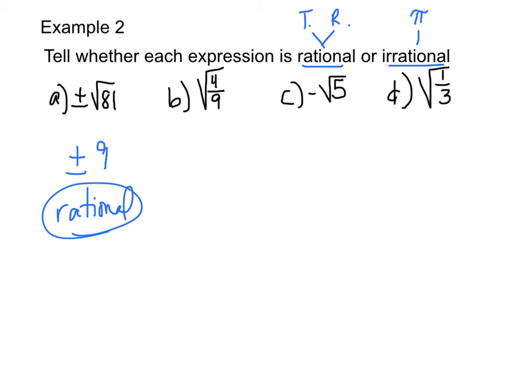B, the square root of 4/9 is going to give us 2/3. 2/3 as a decimal is 0.6 repeating. So 0.6 repeating repeats. This one is also rational.